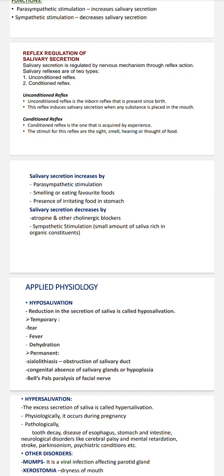Salivary secretion increases by parasympathetic stimulation. Even smelling or eating favorite foods, or the presence of irritating food in the stomach, increases the secretion. And it is decreased by atropine and other cholinergic blockers as well as sympathetic stimulation.